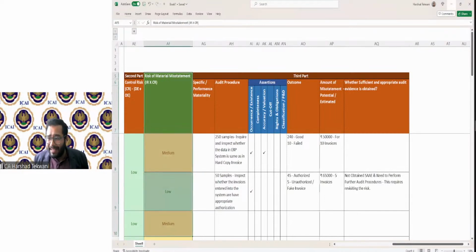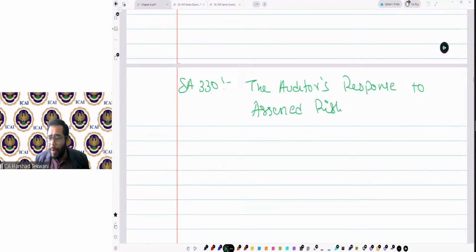Now, what does the standard say? What is the requirement placed by the standard? The standard says that the objective of the auditor is to obtain sufficient and appropriate audit evidence about the assessed risk of material misstatement through designing and implementing appropriate responses to those risks. That is the overall objective in the standard.